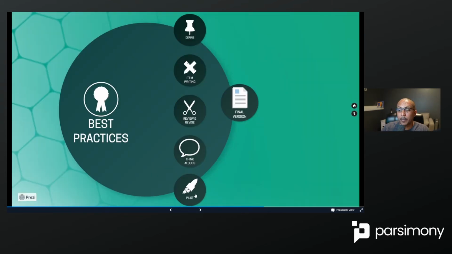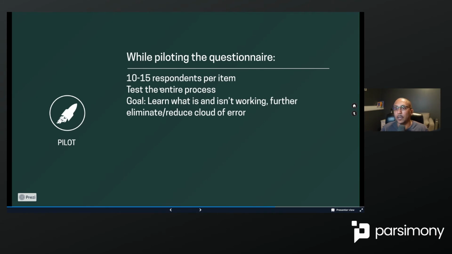So in this fifth step, you're going to be piloting the survey. And in this step, you're really wanting to test the entire process. And a good rule of thumb is to have about 10 to 15 respondents for each item on your survey, or each question. And you want to learn what is and isn't working. So from whether the emails get through the spam filters for the organization that's going to be receiving the survey, to the invitations, the language that you're using for the invitations, the language that you're using for the reminder emails, looking to see how many people respond and if you need to boost that in subsequent survey administrations.